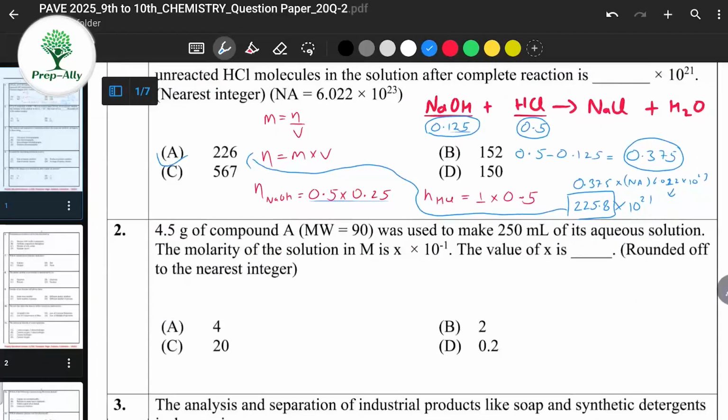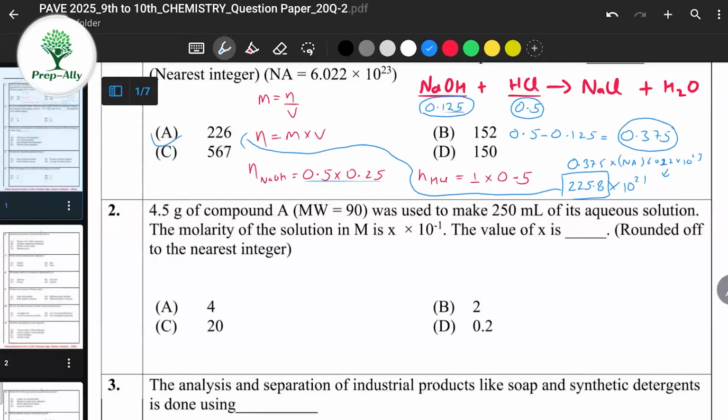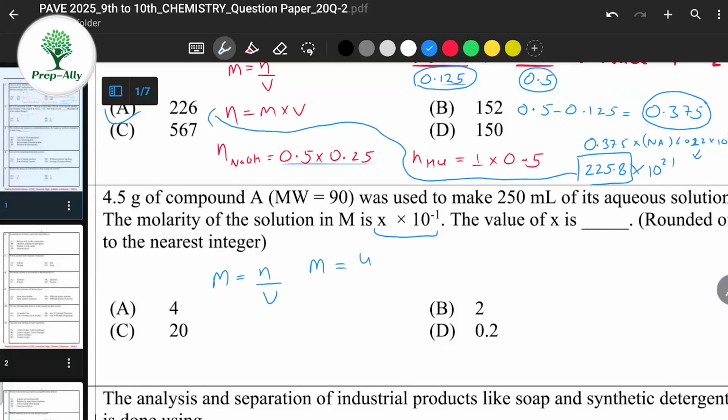Similarly, for the second question, we have 4.5 gram of compound A that is used to make 250 ml of its aqueous solution. The molarity of the solution is x into 10 to the power minus 10. We need to convert our answer into this form, which means we need to find the molarity. Molarity is equal to number of moles upon volume. The number of moles is given mass over molar mass, divided by the volume of solution in liters.